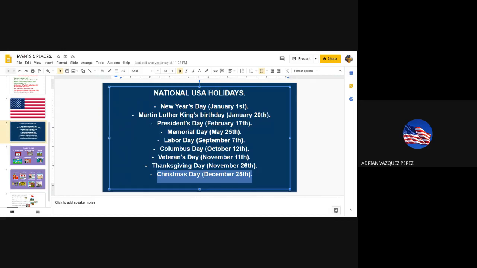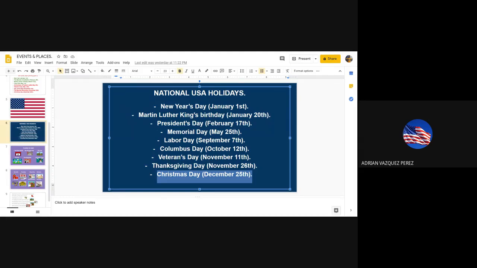As you can notice, we have two similar celebrations on the same day in both countries: New Year's Day on January the 1st and Christmas Day on December the 25th. These are the national holidays or types of events in both countries.